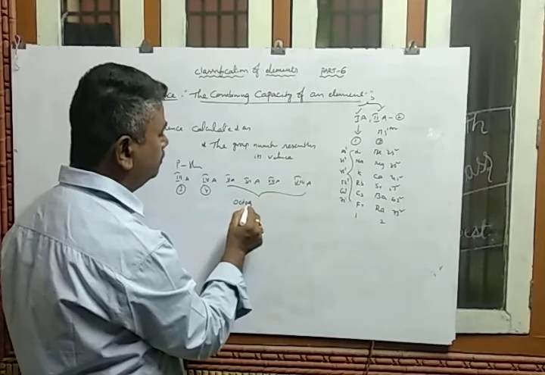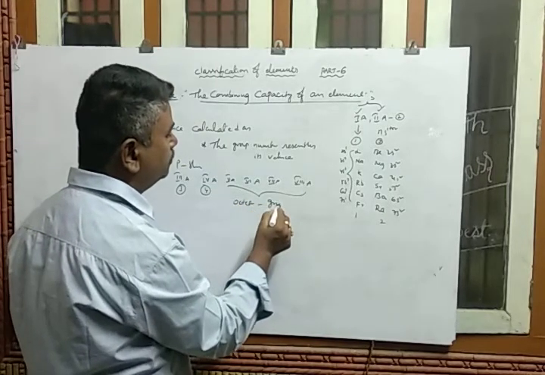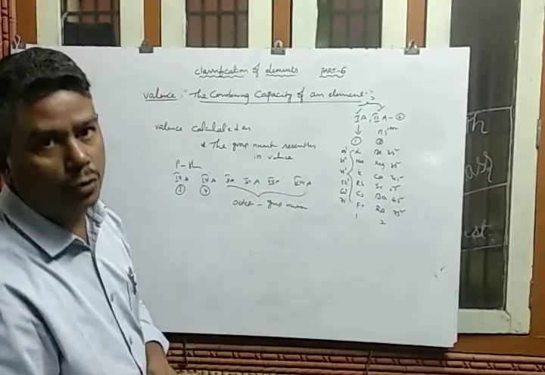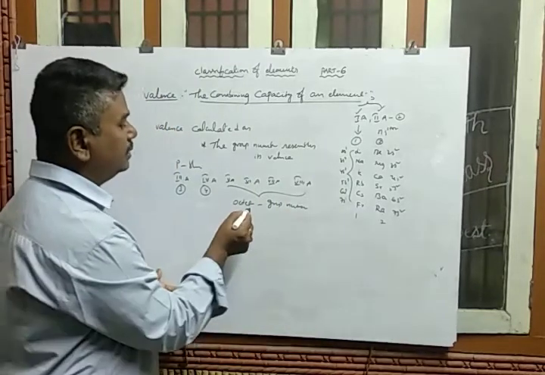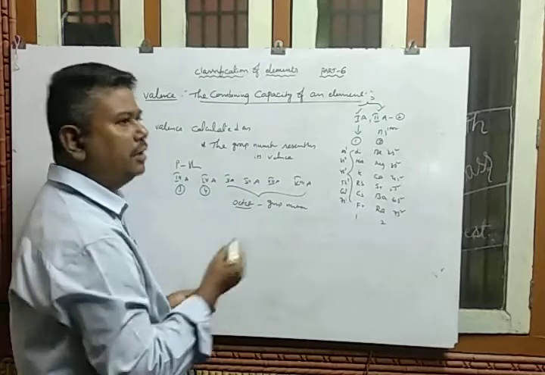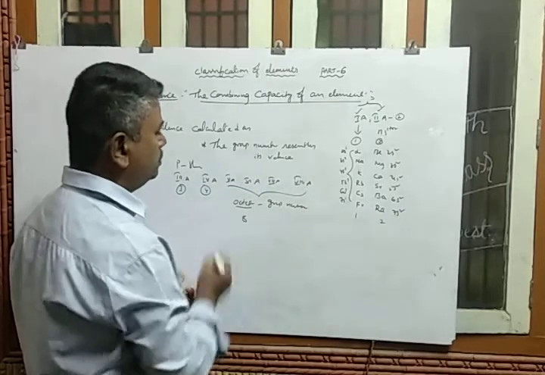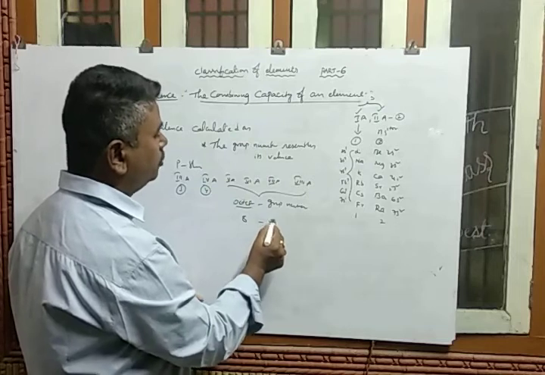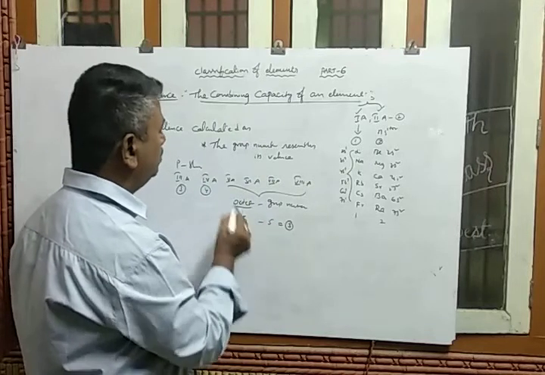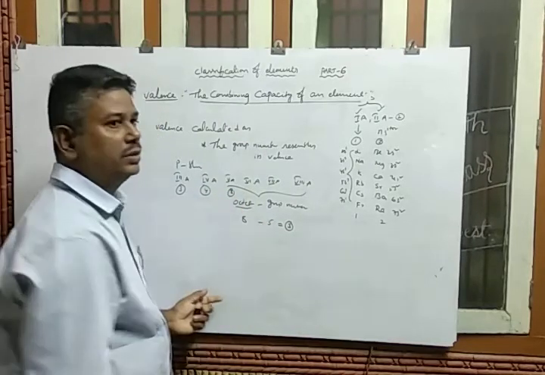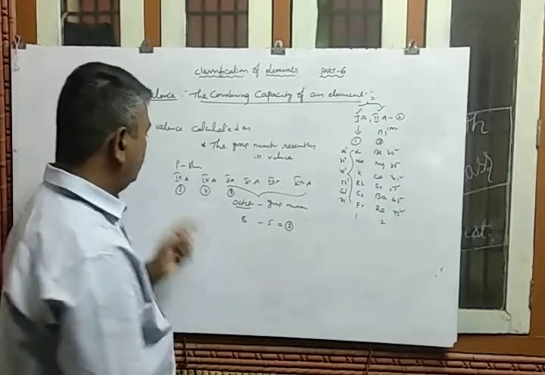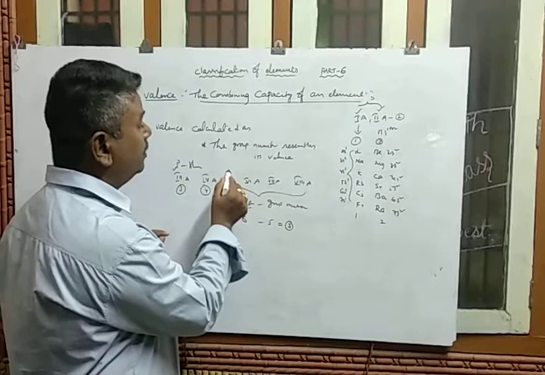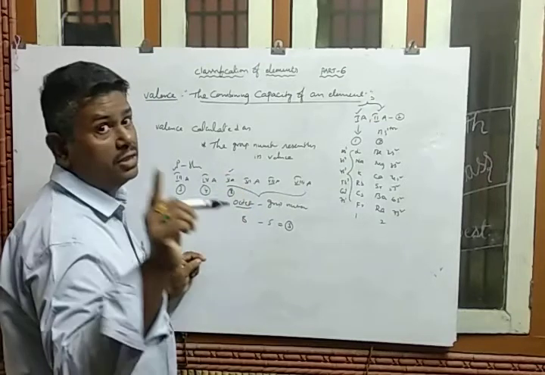Whereas from the 5th to 8th group, the valency is calculated as octet minus group number. Octet means how many electrons are there in the outermost orbit? 8 electrons. So 8 minus group number. For example, 5A means the 5th group, so the valency is 3. Observe here, the third group valency is 3, as well as the fifth group valency is also 3. But the oxidation numbers are different.